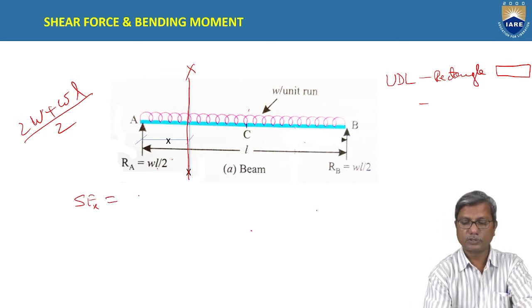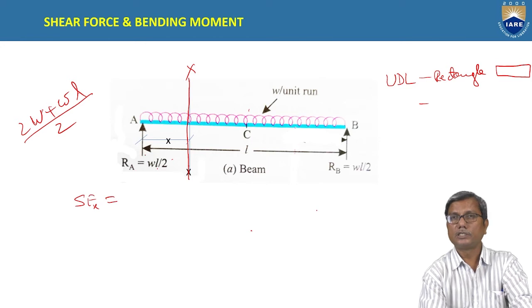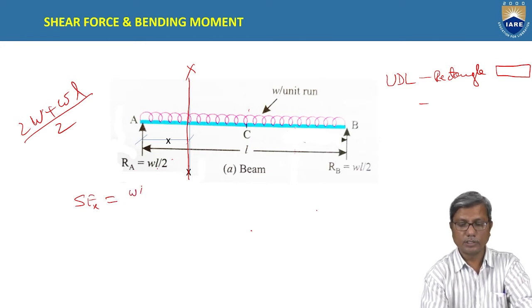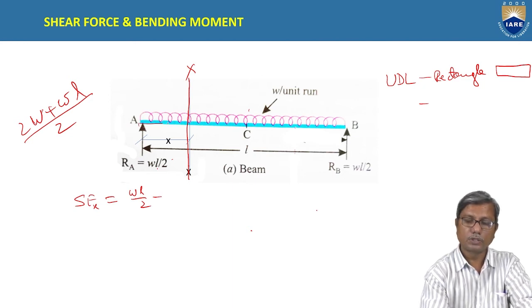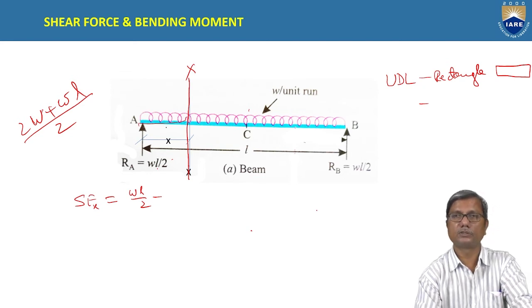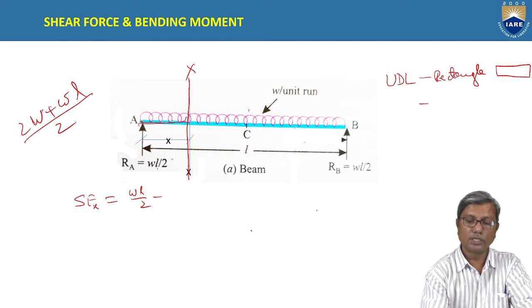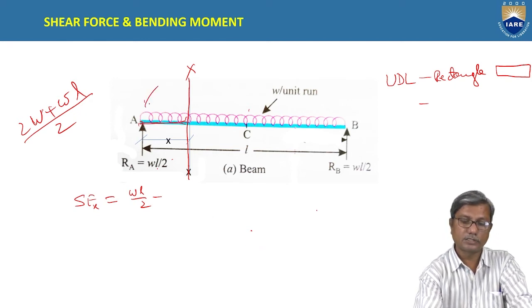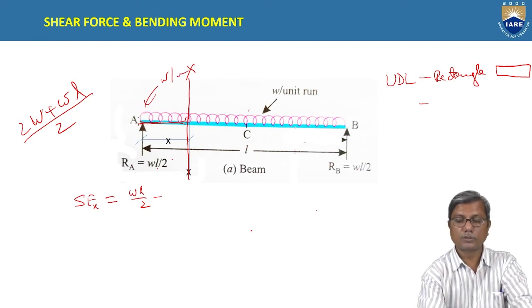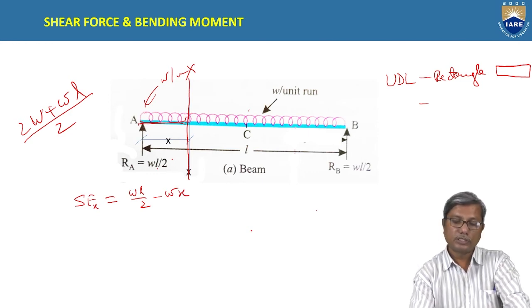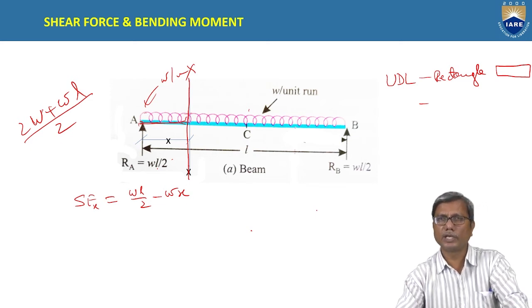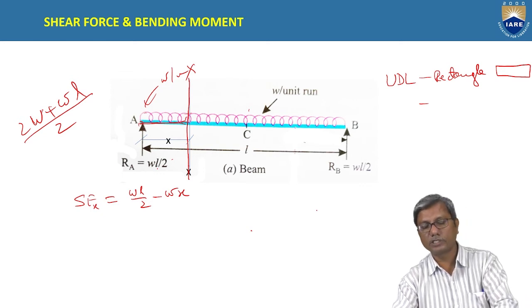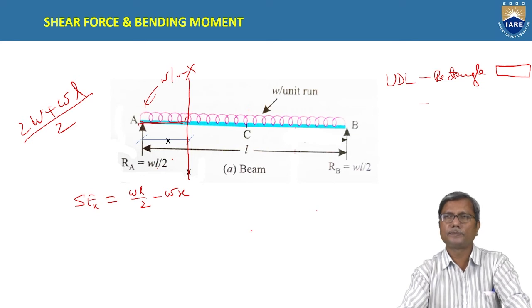For example, the shear force at section X, considering the left hand side, you have RA, that is WL by 2, upward, minus the downward force, which is the total load on the left side of the section. The length of UDL on the left side is X, and intensity is W per meter, so the total load for a length of X is W into X. This X can now be varied from 0 to L. The same equation is valid for shear force from one end to the other end.